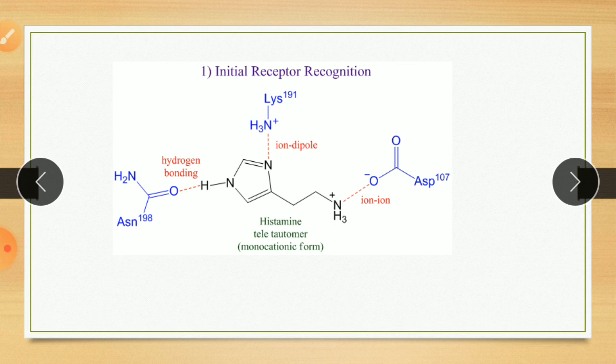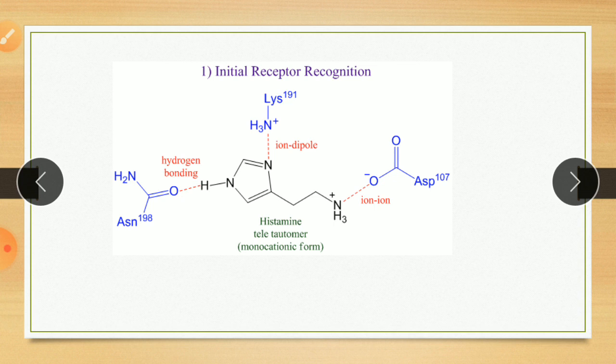So generally the H1 receptor is attached to a Gq type of protein. As we know, there are three G proteins, Gs, Gi and Gq. Here the G protein is Gq type, which has phospholipase C as the secondary messenger, and the products of the phospholipase C pathway are IP3, that is inositol triphosphate, and DAG, diacylglycerol.